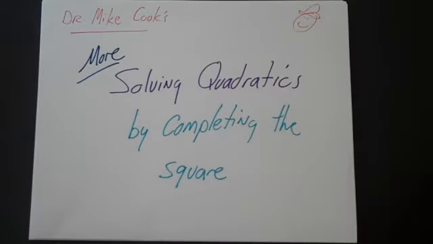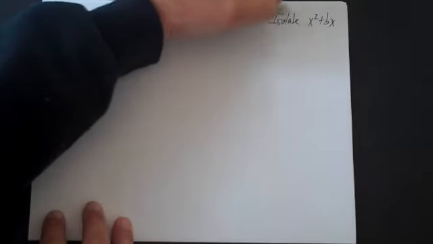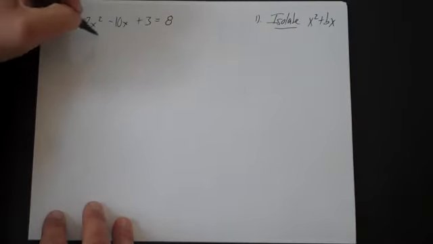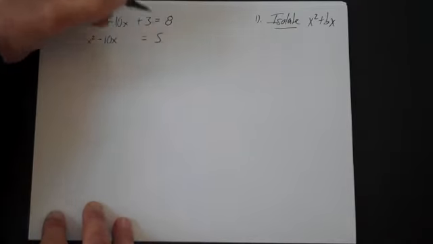Now let's look at some more difficult problems of solving quadratic equations by completing the square. So the first example, let's look at solving 2x squared minus 10x plus 3 is equal to 8. The first step that you want to do is isolate x squared plus bx. So then we're going to subtract 3, and then we're going to factor a 2 out.